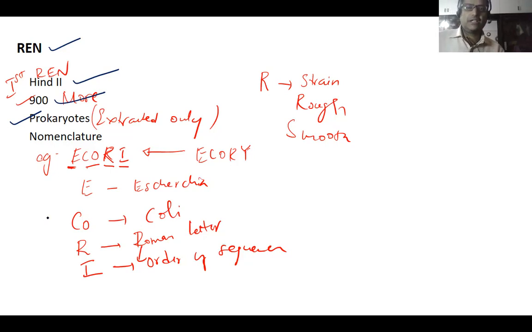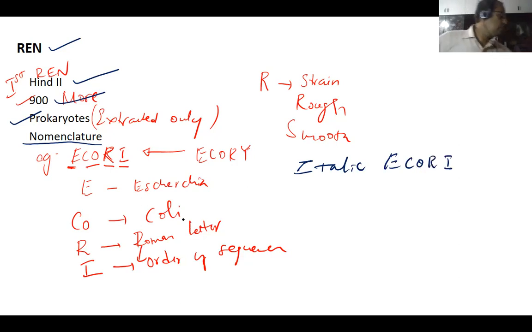Now let's understand restriction endonuclease nomenclature. After we discover one, it has to be named, right? Let me take an example, EcoRI. EcoRI is one of the famous restriction endonucleases. Whenever we write the name of the restriction endonuclease, we write it in italic form, like this: EcoRI, in italics.